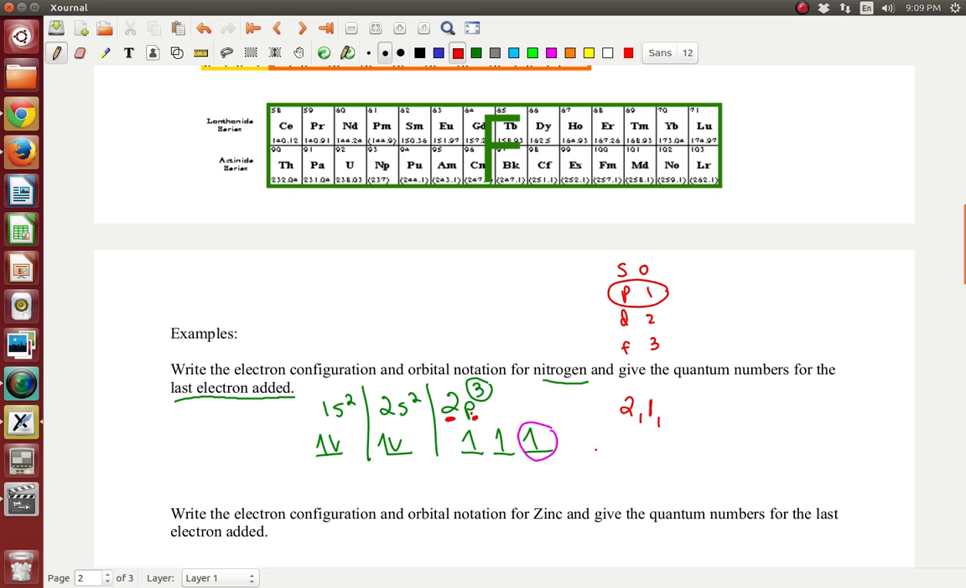The third quantum number has to deal with, okay, it's a p orbital. Now, which one of the p orbitals? Well, there are 3 possibilities. The middle one is always a 0. This one is the -1, and this one is a +1. So that's a 0, a -1, and a +1. It's in the +1 position. And the last quantum number is the spin. It's spinning up, so it's a +1/2. Those are the 4 quantum numbers for the last electron in nitrogen.